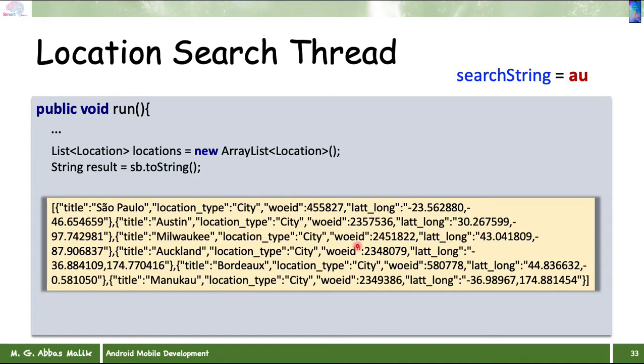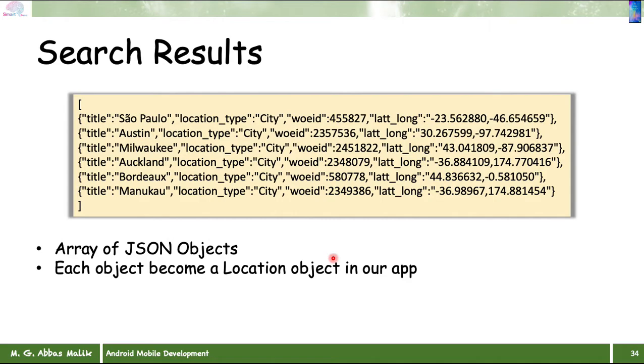So this is what I mean, the results actually contain all this information. First of all, it's an array of JSON objects. I just try to make one object on one line, so you can simply identify this is one object, this is the second object, third, fourth, fifth, sixth. So 1, 2, 3, 4, 5, we have 6 objects. Each object becomes a location object inside our application. So we need to convert these strings into our location objects, putting Sao Paulo in the title field, this city in the location type field, the where on earth ID into the where on earth ID field, and the latitude and longitude values.